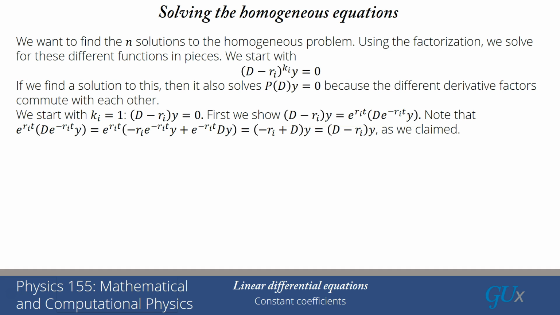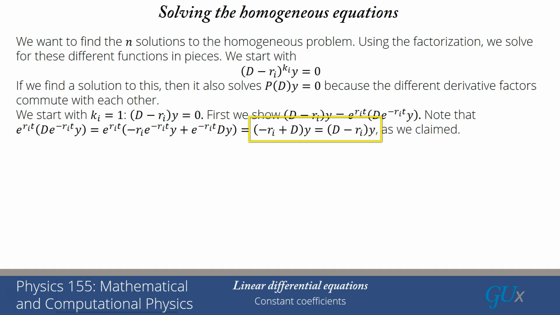And let's just prove that right now. So it's going to be e to the rit D e to the minus rit acting on y. If I take that derivative, I'm going to get the derivative acting on the first term, which is going to give me minus ri e to the minus rit times y, plus e to the minus rit times the derivative acting on y. Now when I multiply by e to the rit on the left, those exponential factors cancel.